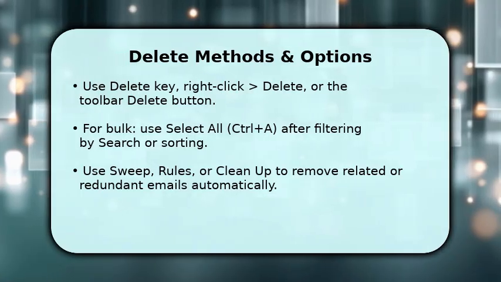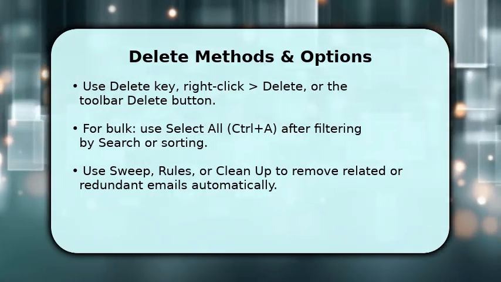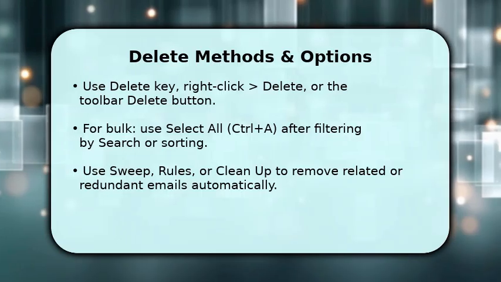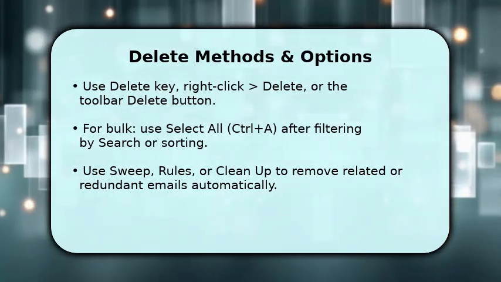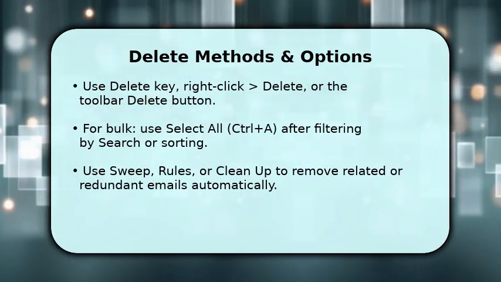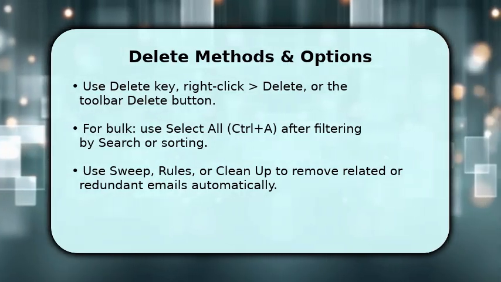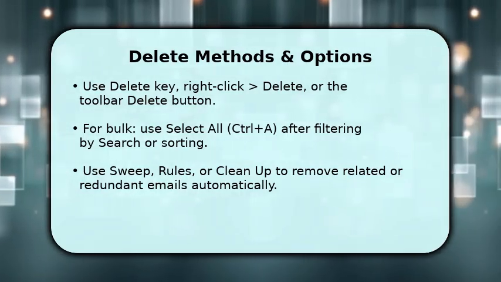For recurring mail, use Sweep or Set rules to automatically delete future messages from the same sender, and use Cleanup to remove redundant thread copies. Make sure to check folder settings like Archive or Retention, so deletions behave as you expect.